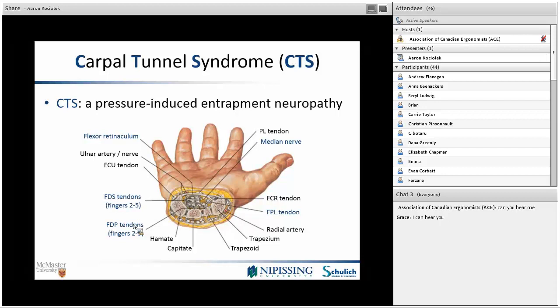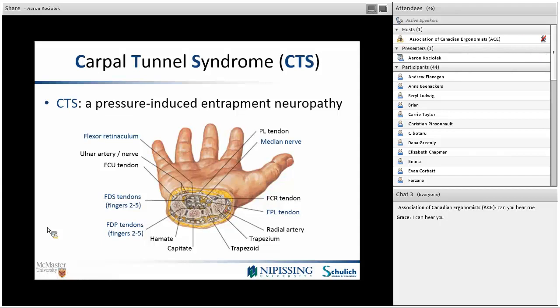So the carpal tunnel, I'll just sort of trace it for you right here, is formed dorsally by the carpal bones. And then palmarly, the roof of it is formed by this transverse carpal ligament. Passing through the carpal tunnel are 9 different flexor tendons, 2 to each finger and 1 to the thumb.